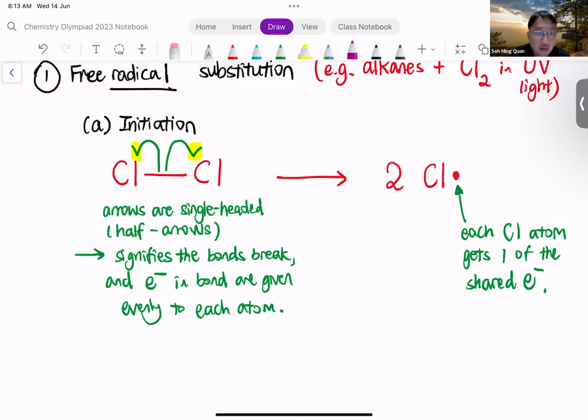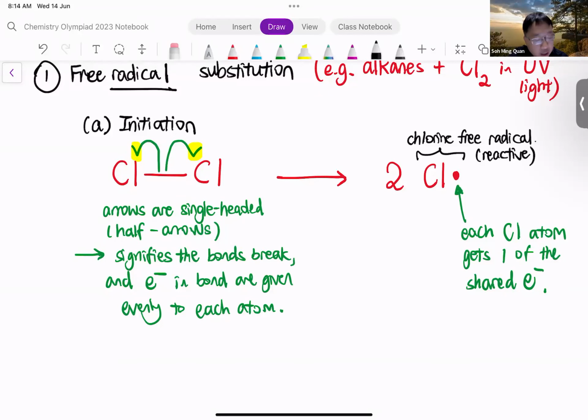Okay, so at the end of initiation, we get 2 chlorine atoms. Now, these chlorine atoms have an odd number of electrons. Okay, they have an unpaired electron. As you can see, the electron that's indicated with a dot, that's not paired, right? So this is called a chlorine free radical. All right, and free radicals are very, very reactive.